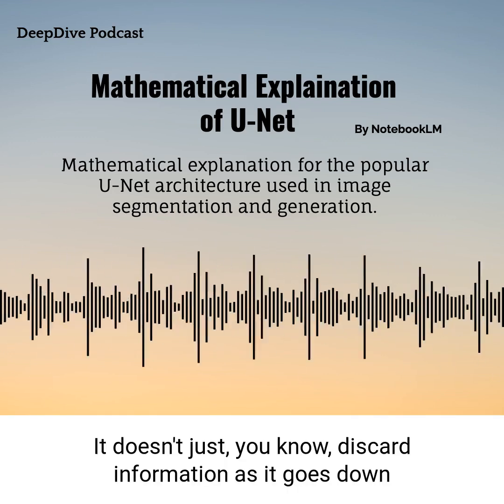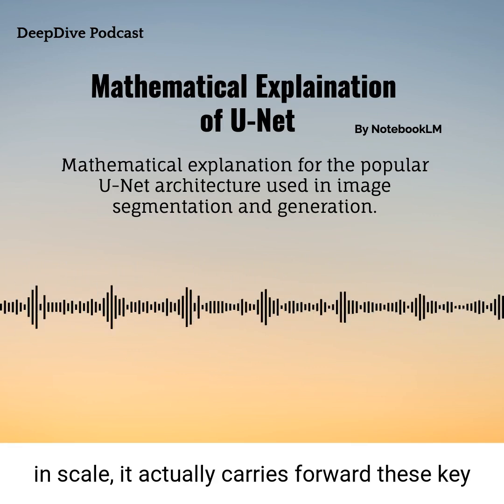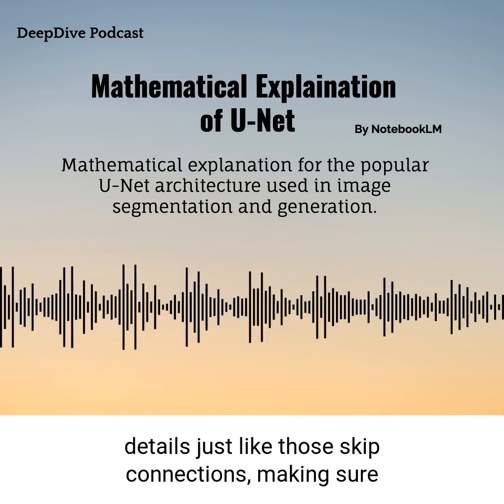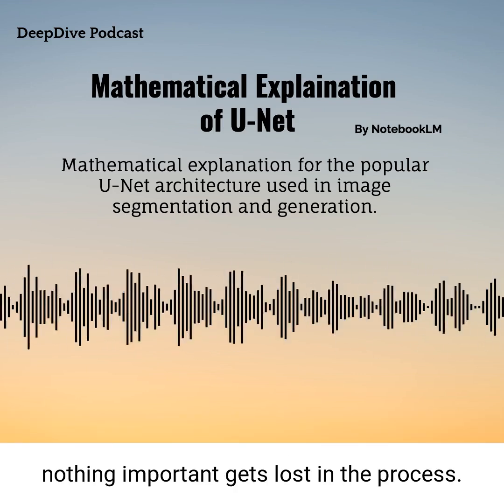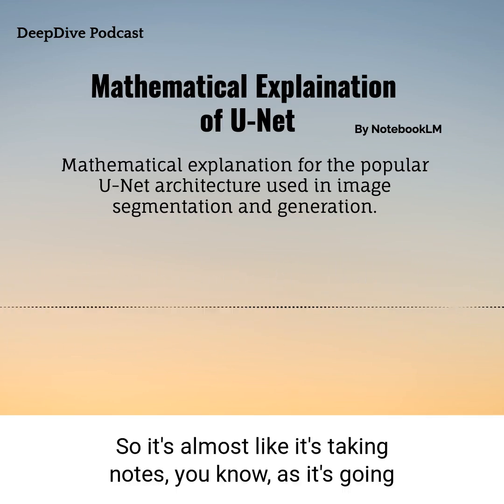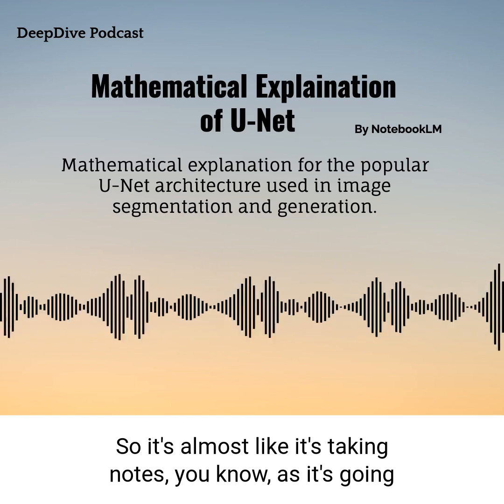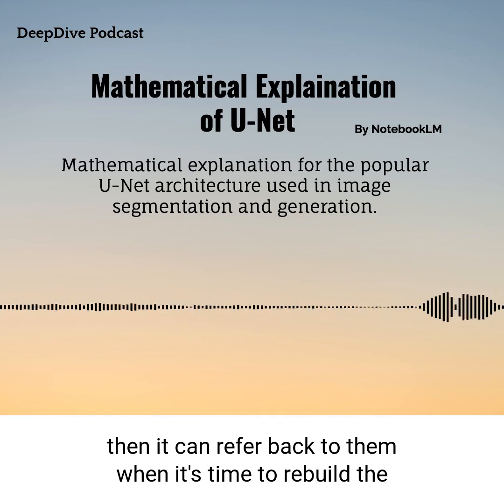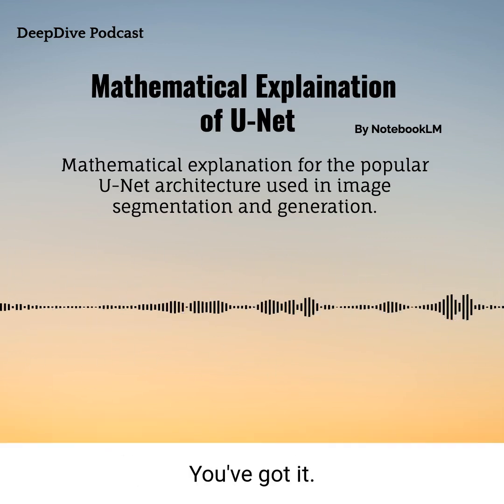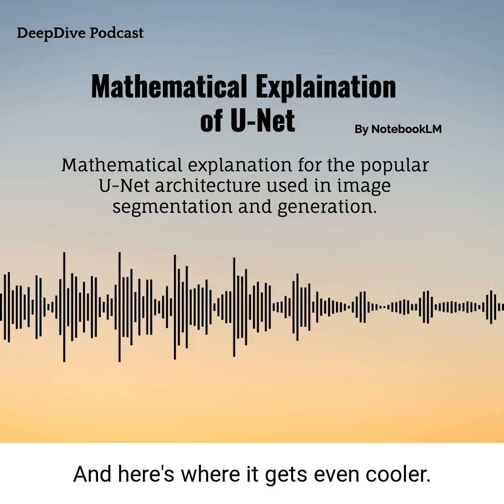It doesn't just discard information as it goes down in scale. It actually carries forward these key details, just like those skip connections, making sure nothing important gets lost in the process. So it's almost like it's taking notes as it's going down the levels, jotting down these crucial details. Then it can refer back to them when it's time to rebuild the image with all the details. You've got it. That's a great way to think about it.